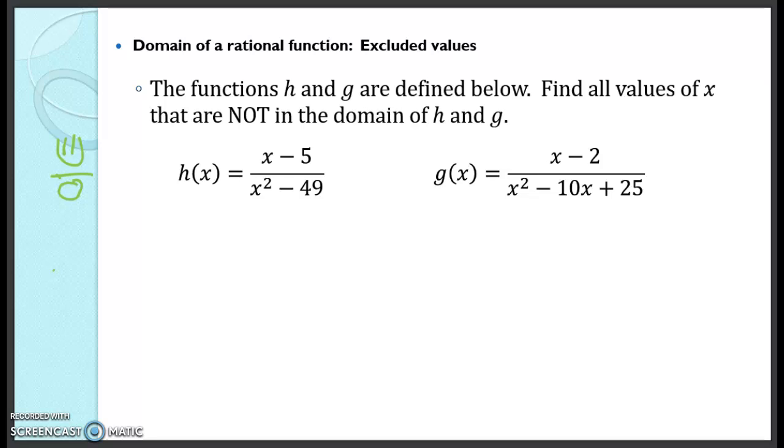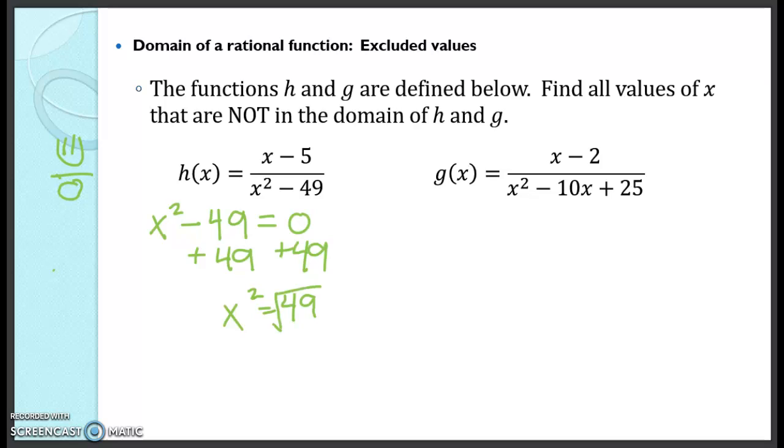So what we're going to do is set the denominator equal to 0. Because if this denominator, x squared minus 49, equals 0, then we have 0 on the bottom, and we're dividing by 0 and the universe explodes. So from here, how are we going to solve? Well, for this one, we can add 49 to both sides. So we get x squared equals 49.